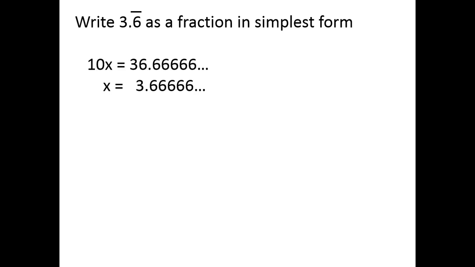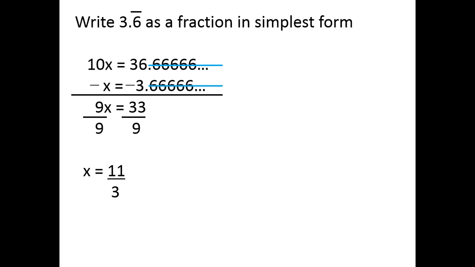So I'll multiply both sides of the equation by just 10 in this case. That's 1 power of 10. Because by doing that, the repeating digits are going to line up with each other, so that when I subtract, all those repeating digits are going to subtract off. And I'll end up with 9x equals 33. And then divide both sides by 9 and simplify, and we get x equals 11/3. So 3 and 0.6 repeating is the same thing as the fraction 11/3.